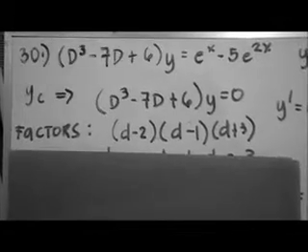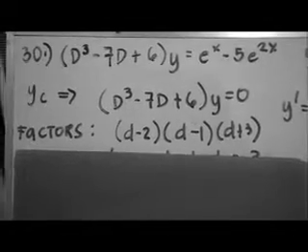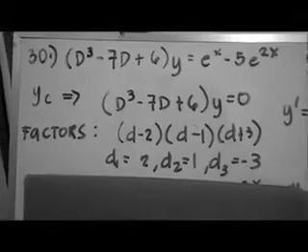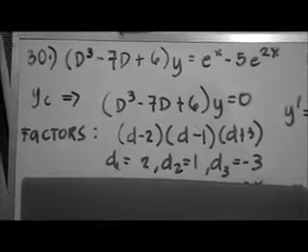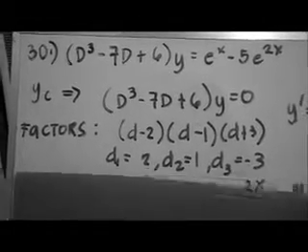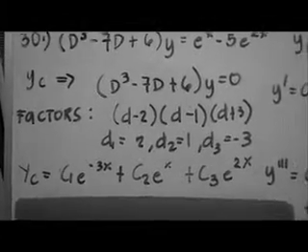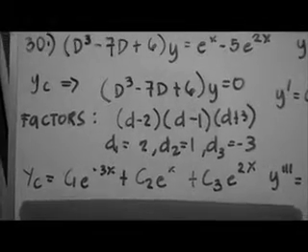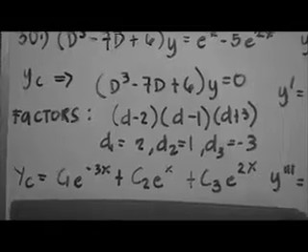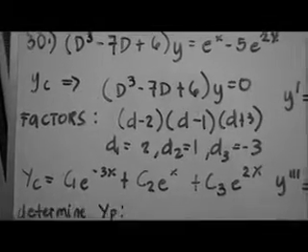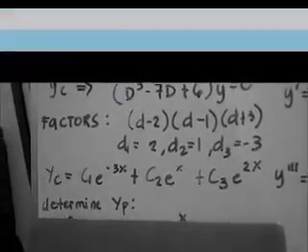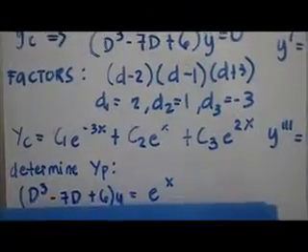So, factoring it out, (d minus 2)(d minus 1)(d plus 3), where d1 is equal to 2, d2 is equal to 1, and d3 is equal to negative 3. Thus, yc is equal to c1 e to the negative 3x plus c2 e to the x plus c3 e to the 2x. To determine yp, we use the undetermined coefficient method.